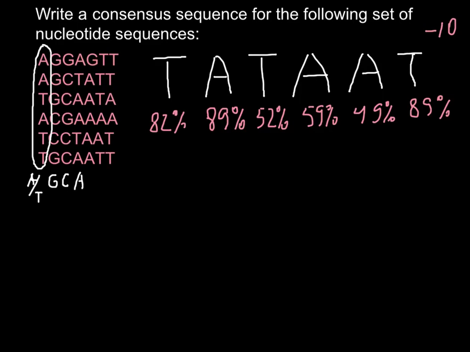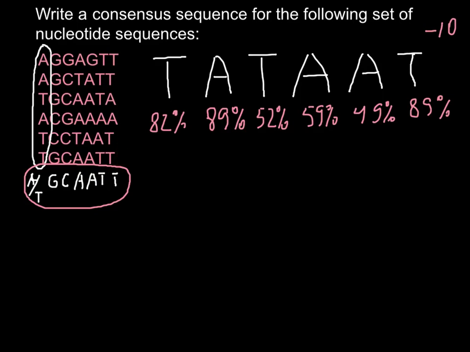Next row, 1 guanine and 5 adenines, so we put A here too. And next row, we have 4 thymines and 2 adenines, so we can put T here. And the last row, we have 4 thymines and 2 adenines, so we can put T here also. And this is our answer. This would be our consensus sequence for all of these 6 sequences.